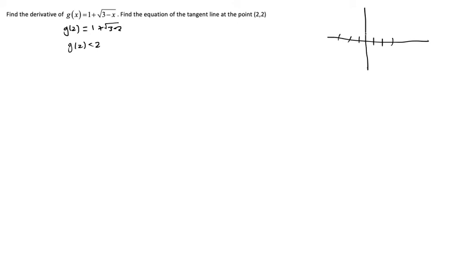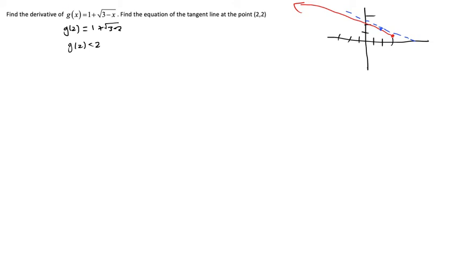But if we graph this, it's a square root function, shifted up 1. A lot of things going on with this. We're going to shift this to the right 3 units, up 1, and then flip it around. So our graph is going to look a little something like this. At this point right here, (2, 2), not drawing exactly to scale, there's going to be a tangent line to this point at (2, 2). We want to find the equation of this blue line.